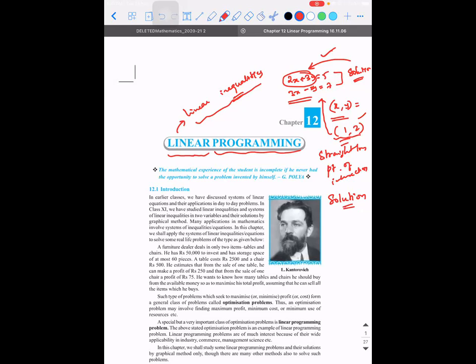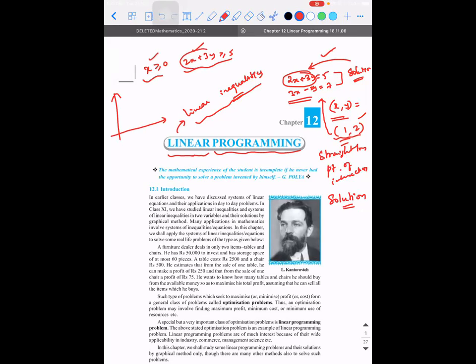Okay. Suppose I give you a question like x greater than or equal to 0, 2x plus 3y greater than or equal to 5. If I ask you to solve these two linear inequalities, what are you going to do? You will draw a graph, right? The graph should be drawn for this equation and this equation.